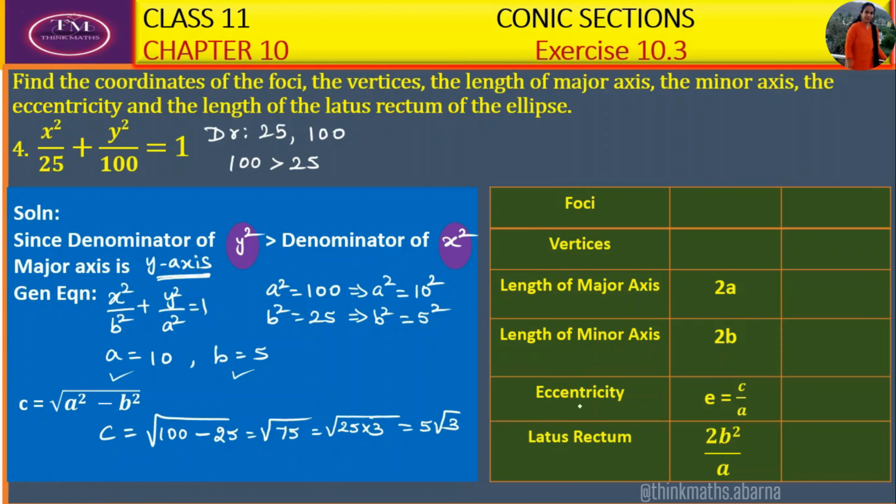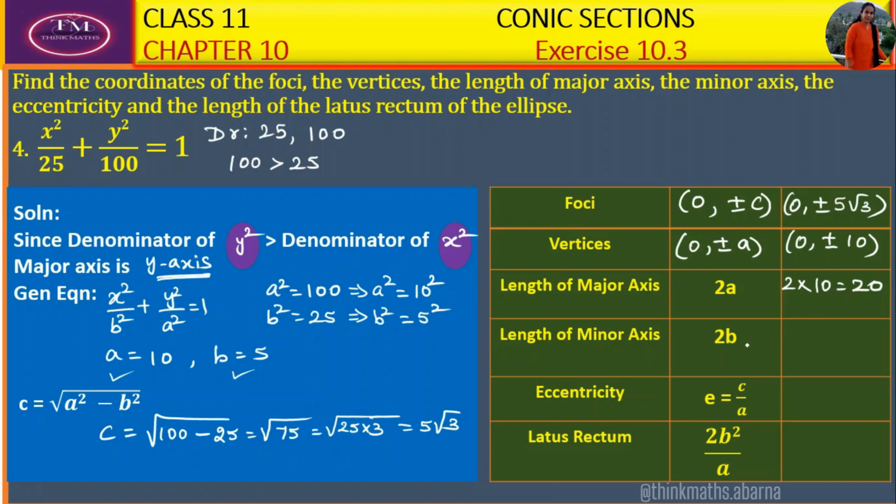Now we can find these things. Foci. Who is the major axis? It is y-axis. So the coordinate will be in y. So 0 comma plus or minus c. So it is 0 comma plus or minus 5 root 3. c is 5 root 3. Vertices is 0 comma plus or minus a. So it is 0 comma plus or minus a. a is 10. And major axis is 2a. So it is 2 into, what is a? 10. So 2 into 10, 20.